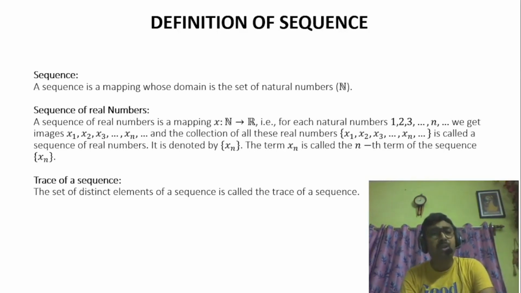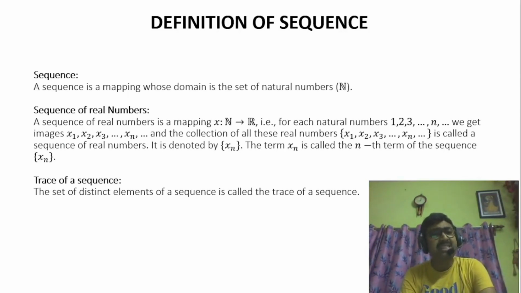So we collect all those real numbers and represent them within curly brackets: x1, x2, x3, x4, like that. That collection is called the sequence of real numbers. In a compact form we can represent it within curly brackets as xn, and only xn, that is without any bracket, is termed the nth term of that sequence. Clear?